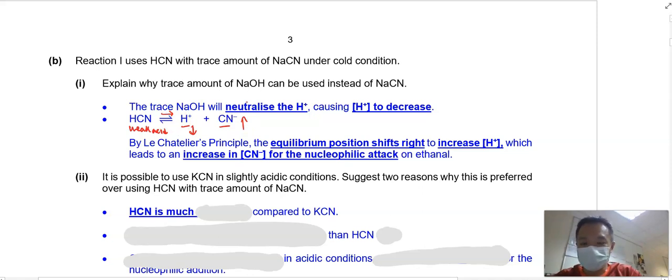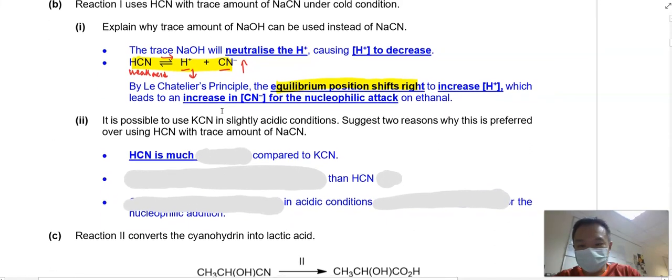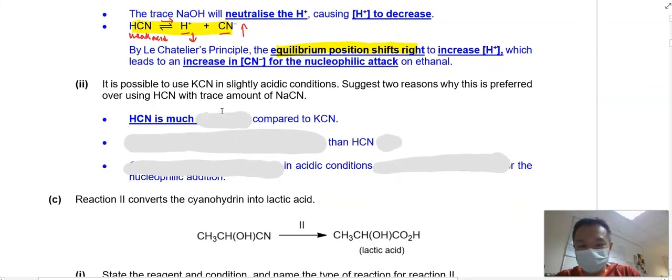nucleophilic attack on the carbonyl can occur. Okay, so again, to reiterate, if you are talking about Le Chatelier's principle, about the equilibrium position shifting left or right, please include the equation with the reversible arrow. Okay, moving on, part 2 is whether it is possible to use KCN in acidic conditions. Give 2 reasons why this is preferred over using HCN.